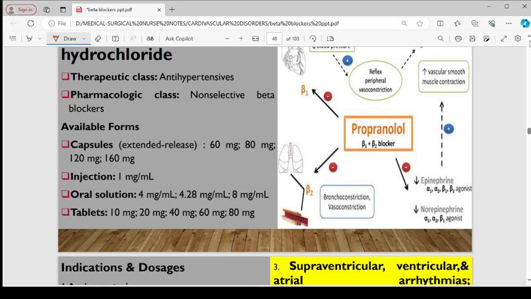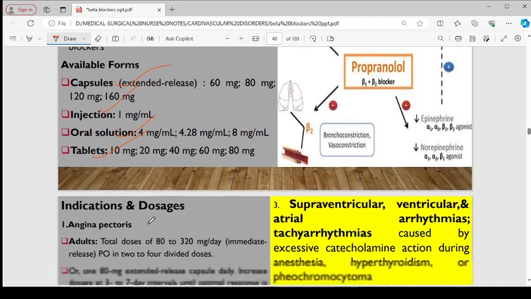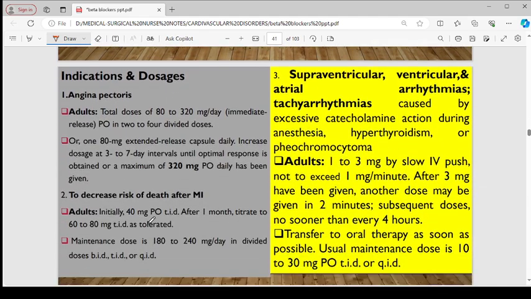Okay, so our prototype drug in this category is propranolol hydrochloride. Okay, its therapeutic class could be antihypertensive or antiarrhythmic. Okay, but the pharmacological class is the same. It's a non-selective beta blocker. We have several formulations available, ranging from capsules with extended release, injections, oral solutions, and even tablets. And it's indicated for several uses, of course.